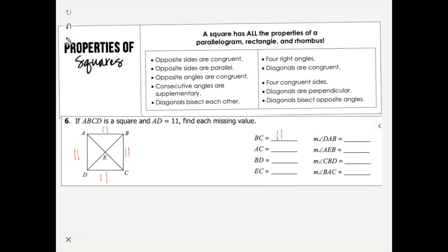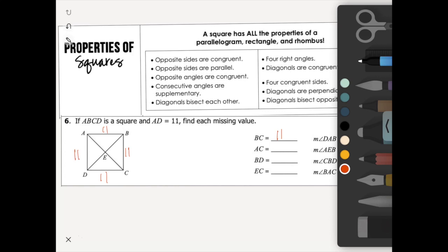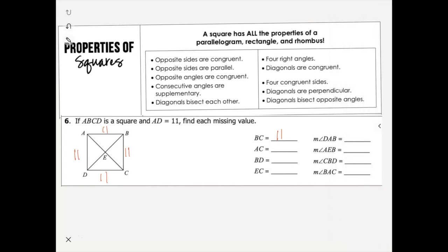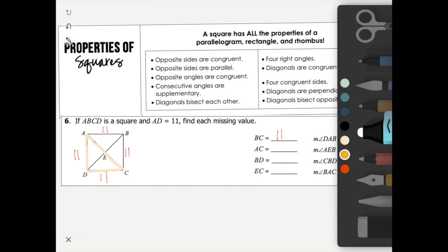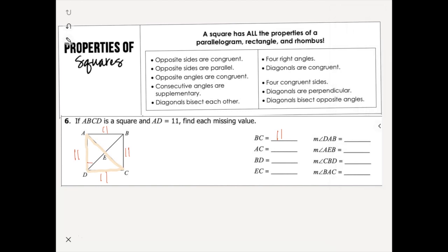Now they said to find AC. So in order to find AC, we're going to use Pythagorean theorem again. So I'm going to highlight this triangle right here. Remember, you still have your right angle. Your right angle is right here because a square has 4 right angles. So that means that this side, I'm just going to call it X because that's what we need to solve for AC. That is my hypotenuse.